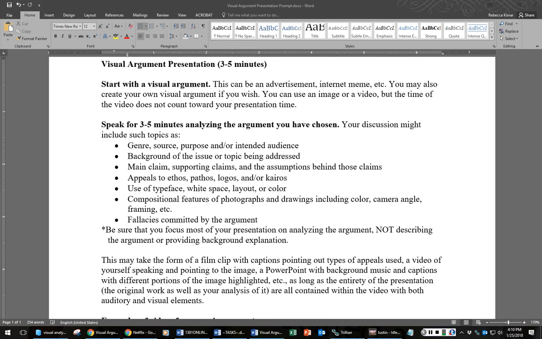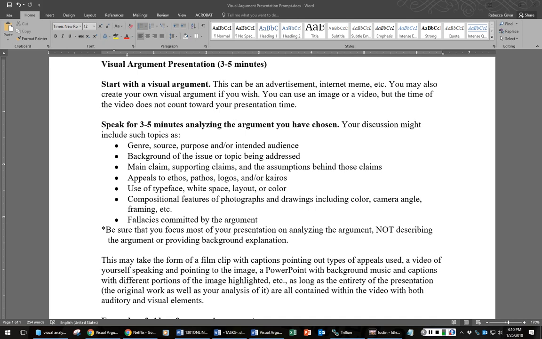It doesn't matter. It can also be a moving image or a still image, so you can pick one that's just a picture. You can pick one that's a video. Do keep in mind if you do pick a video, that does not count towards your presentation time, so don't think that you can get away with having less actual speaking because the video runs. So do keep that in mind.